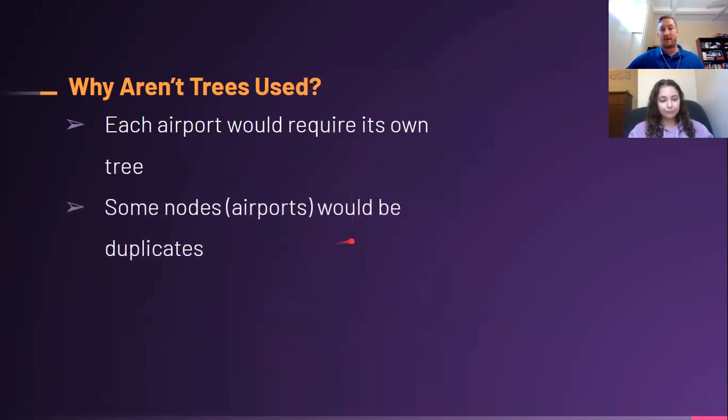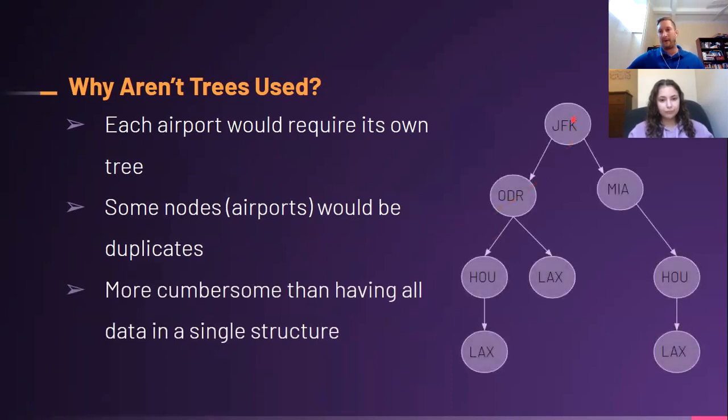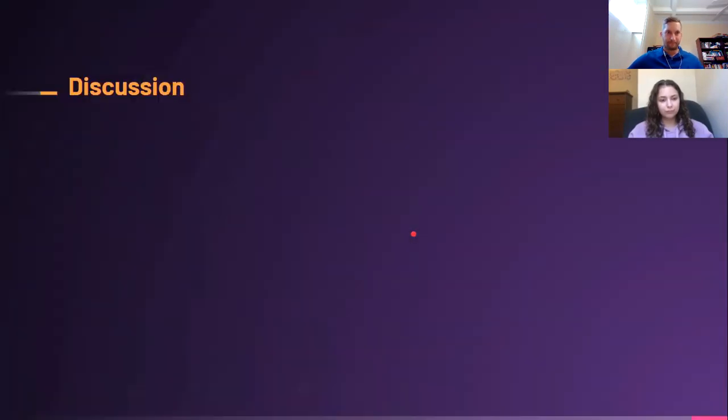Also, some of the nodes would be duplicates, since you can't go back and forth. If our starting airport is JFK, everything comes off of this. So I go JFK to O'Hare in Chicago to Houston to LAX, or JFK to Chicago to LAX, or JFK to Miami to Houston to LAX. You see there's a lot of repeating nodes, whereas on a graph, we could just have a single LAX and a ton of edges pointing to it from each of these different ones. So it makes it a lot more convenient and easy to use in one simple place.